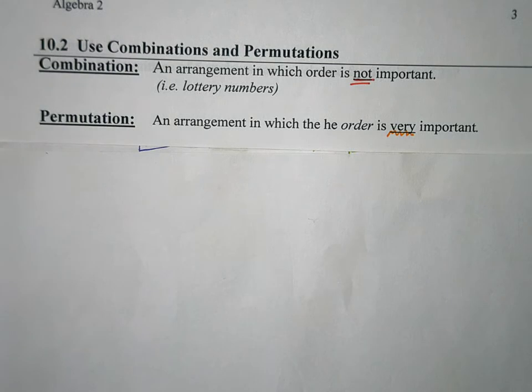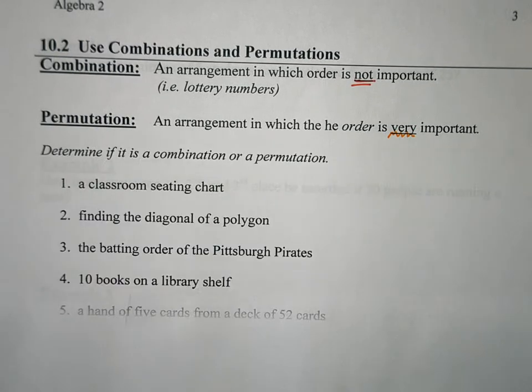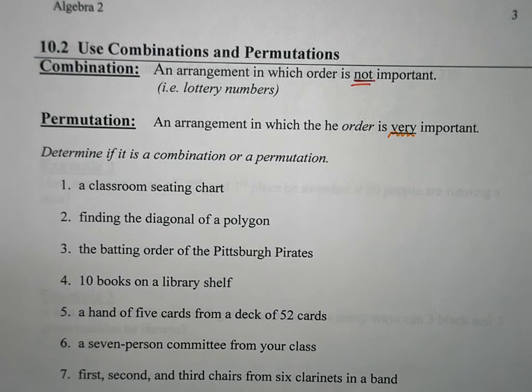So what we're going to do is I'm going to give you a list of 8 different things, and in your groups I want you to pause the video and determine whether or not these are combinations or permutations. So is the order important or is the order not important? You do not have to write them down, just talk about them as a class.